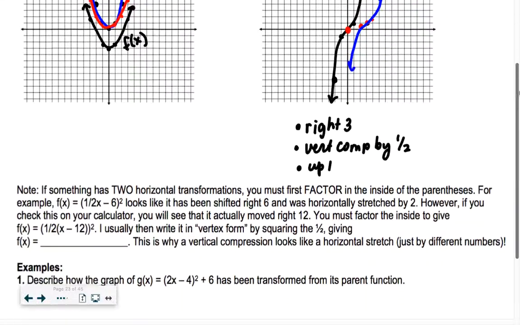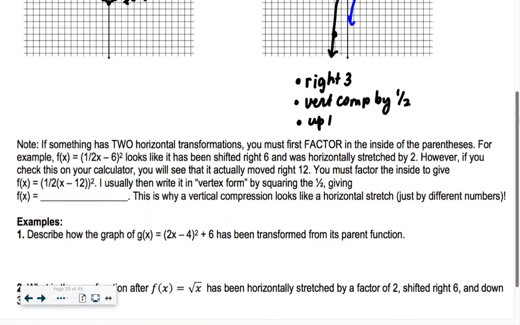All right, so the next little bit, it says if something has two horizontal transformations, this will be important in pre-calc when we get to sine and cosine. You have to factor the inside of the parentheses. So we talked about this in Algebra 2. Not all of you totally got it in Algebra 2, so let's try to get it this year. So it says, for example, if you have f of x equals 1/2 x minus 6, it looks like you shift to the right 6, right? Do you guys agree? And it looks like you have a horizontal compression of 1/2.